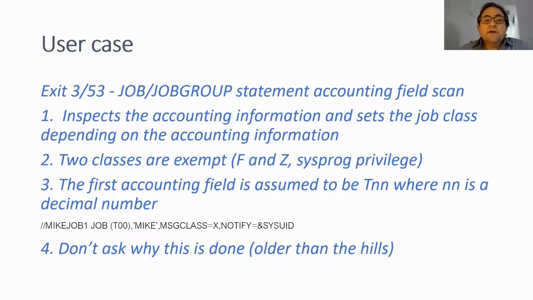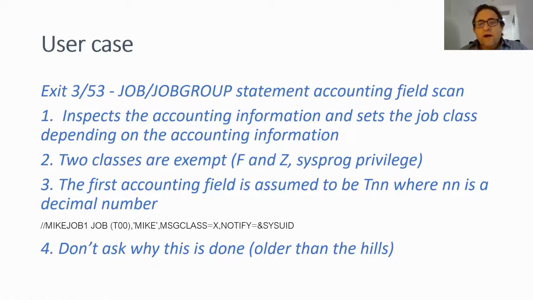Now, two classes are exempt. Those are for the guys with the muscle. Classes F and Z are exempt. They will go to classes F and Z. The exit just ignores the accounting information in that case. And the standard is that the first accounting field is assumed to be T followed by a number. So in this case, my job has a T00, so it adheres to the standards. And then according to the number that follows that T, I'm going to assign it a specific class.